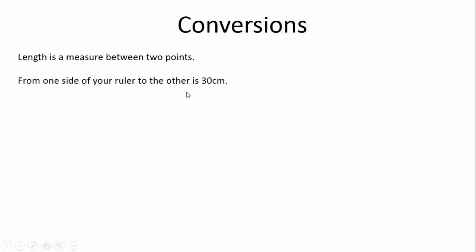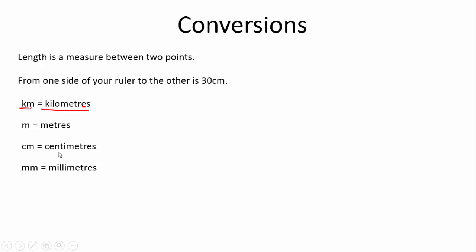So from one side of your ruler to the other is 30 centimeters. We're going to use km for kilometers. You would have seen that before if you were driving anywhere. M for meters, cm for centimeters, mm for millimeters. Right, so 1 kilometer, if you ever ran 1 kilometer, it's the same as running 1,000 meters. 1 meter is the same as 100 centimeters. Remember, a ruler is 30 centimeters. 1 centimeter is the same as 10 millimeters.